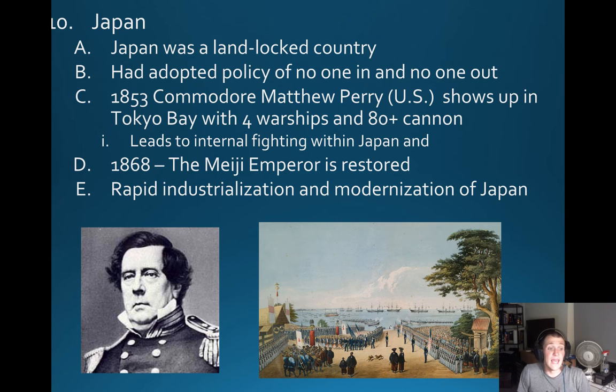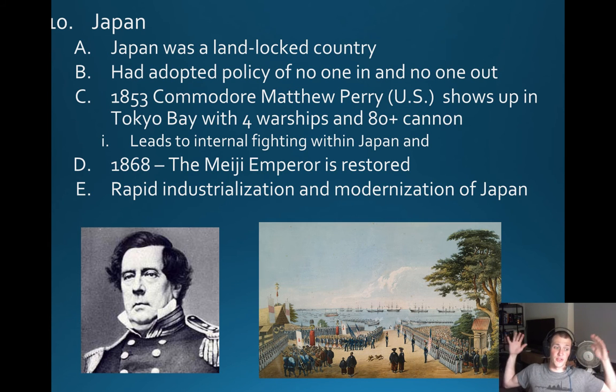But anyway, they had adopted this policy of isolationism, if you remember, from earlier in the year. No one in, no one out kind of thing. And ultimately, America shows up with this man named Matthew Perry, this Commodore. He's going to show up in Tokyo Bay with a number of warships, these modern ships, and Japan had kind of closed itself off from the modern world. They had no idea of the technological changes that had been occurring. They were living in more or less the Middle Ages when a relatively modern warship shows up in Tokyo, and this is pretty crazy to them, right?